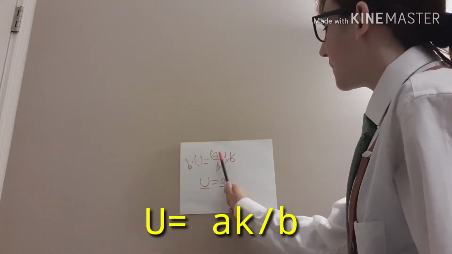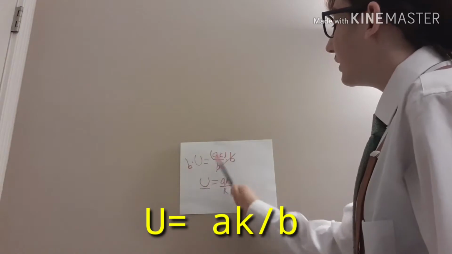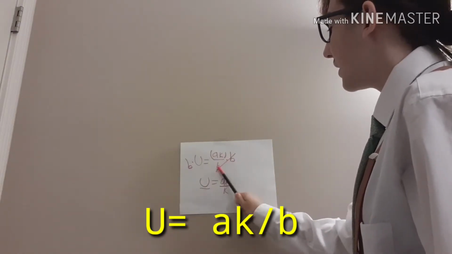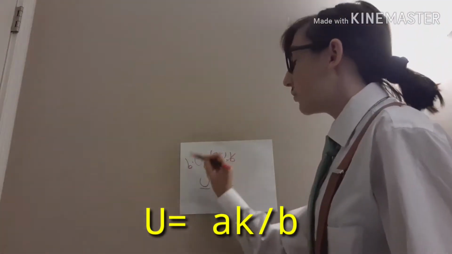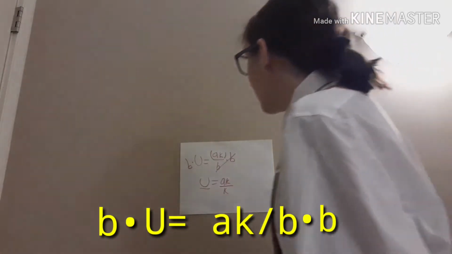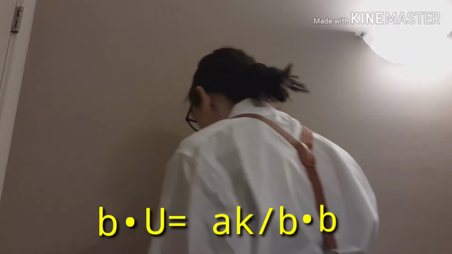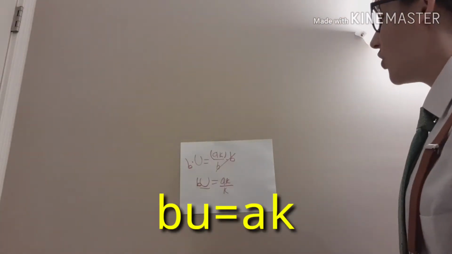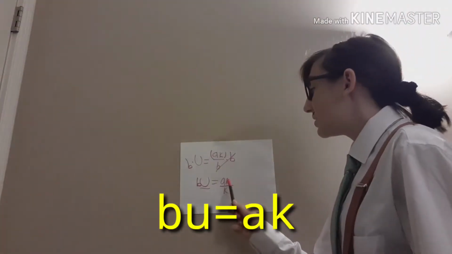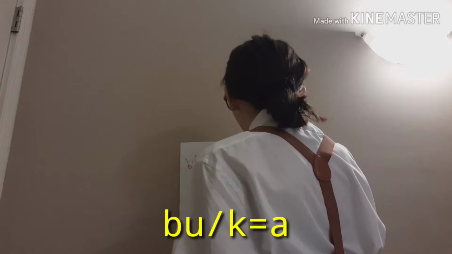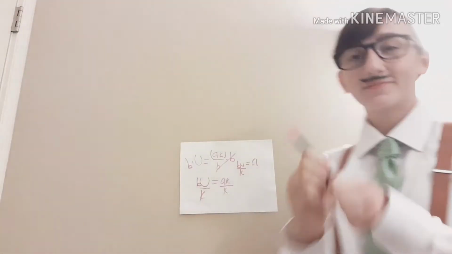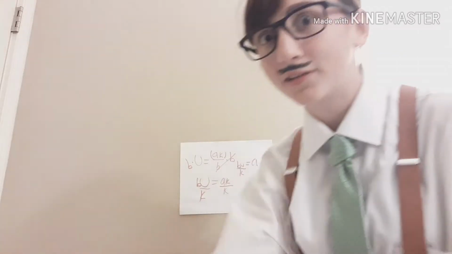but in order to get this by itself, we need to multiply by b, the reciprocal, which would be b. Then, what we do to one side, we want to do to the other, so we do the same to u, and then we have b times u is equivalent to ak. Now we need to get a by itself, so we divide ak by k, and divide bu by k. Then we have a equals bu over k. And there you have it. Alright, now let's get into the real nitty-gritty, shall we?